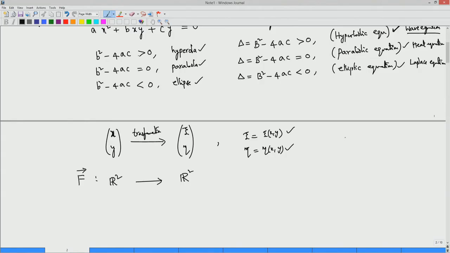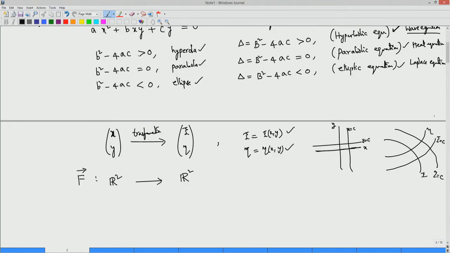The xi and eta are something like this: you take the Cartesian coordinates and convert them into curvilinear coordinates, maybe something like this. This is your xi and eta. In the xy plane, x equal to 0 is the y axis and y equal to 0 is the x axis. If you fix y equal to some constant, you get this line, and x equal to a constant is this line. In the same way, xi equal to a constant is this line, and eta equal to a constant is this line.